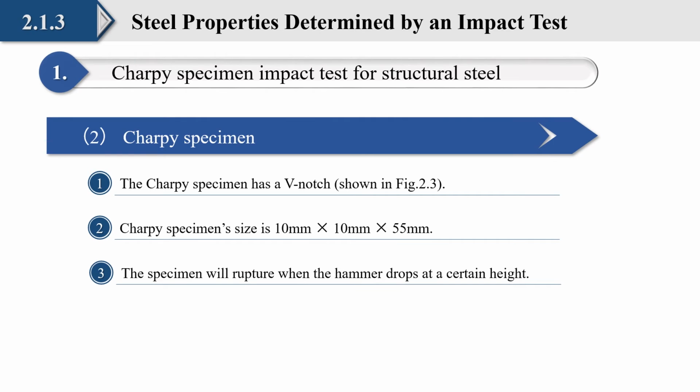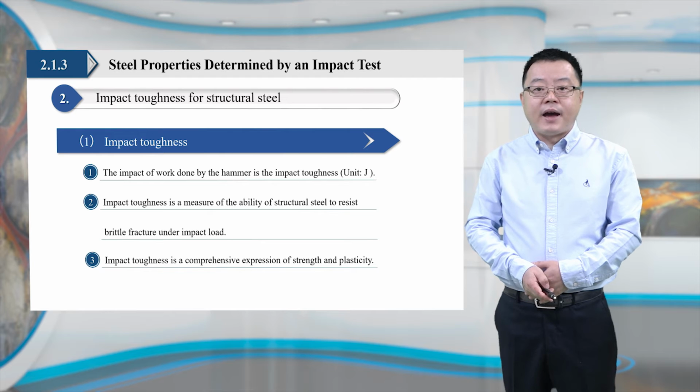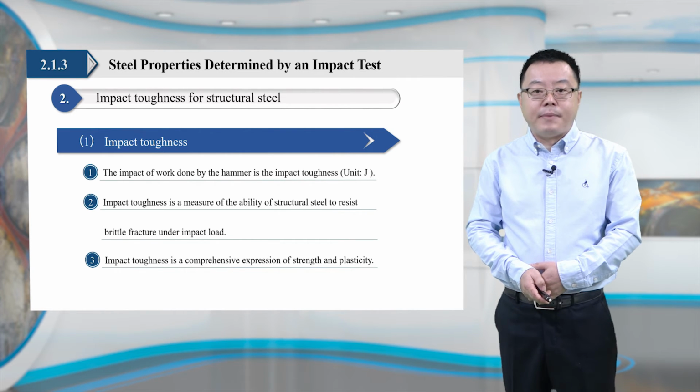The Charpy specimen has a V-notch and standard size. The impact toughness is the impact work done by the hammer in the Charpy specimen test. The impact toughness is a measure of the ability of structural steel to resist brittle fracture and impact load.